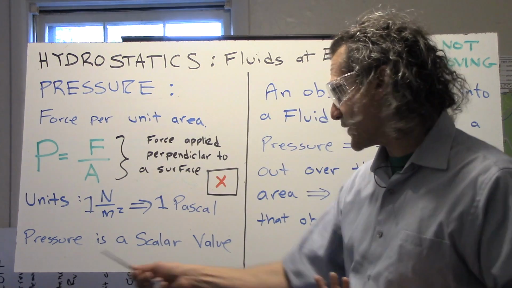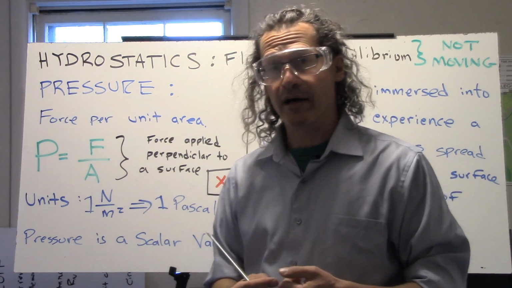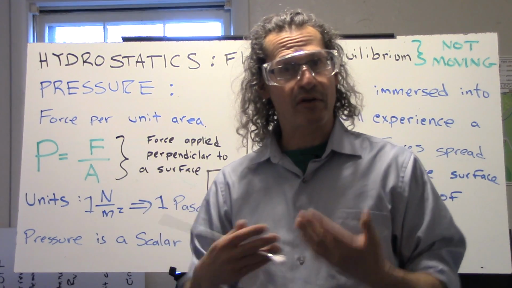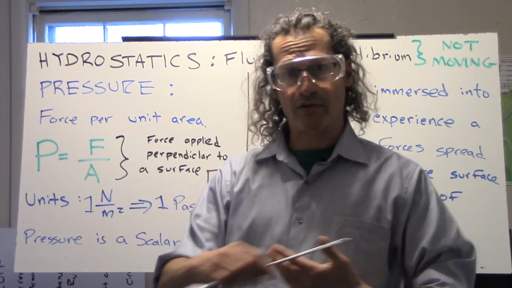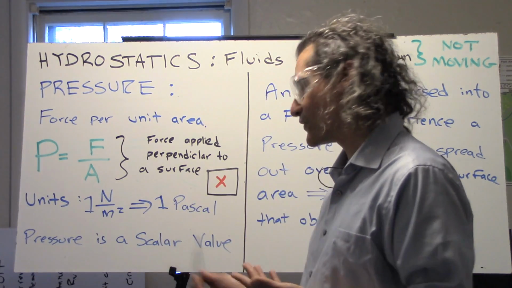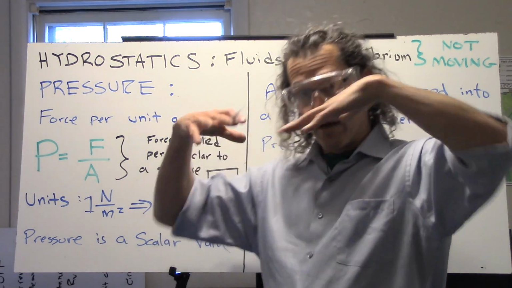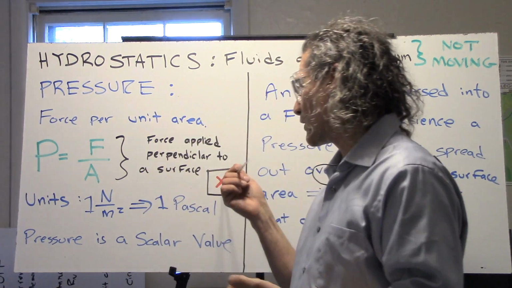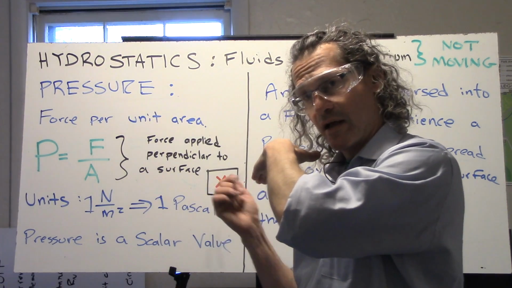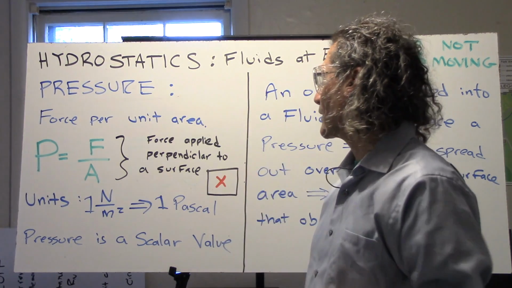Pressure also is a scalar value. Much like work is measured in joules, even though it has a force and a distance, it is actually a scalar, so it doesn't have direction. Pressure doesn't have direction, it just is applied to a surface, okay? Even though it's specifically in the direction that's perpendicular to the surface.